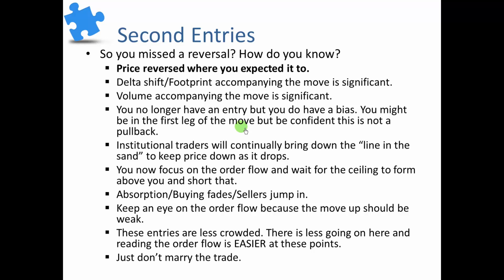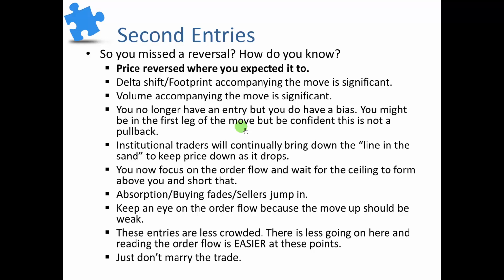Now, order flow accompanying a pullback should be weak. You should see a smaller amount of delta, lower volume, lower swing size. Of course you don't know the full size of any pullback till it's over, so I'm not claiming I know how big a pullback is before the pullback actually completes.